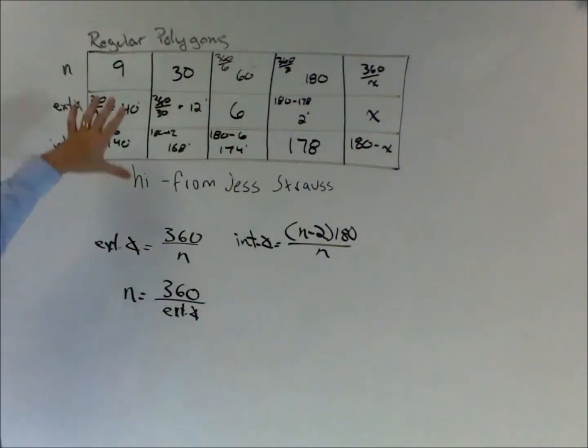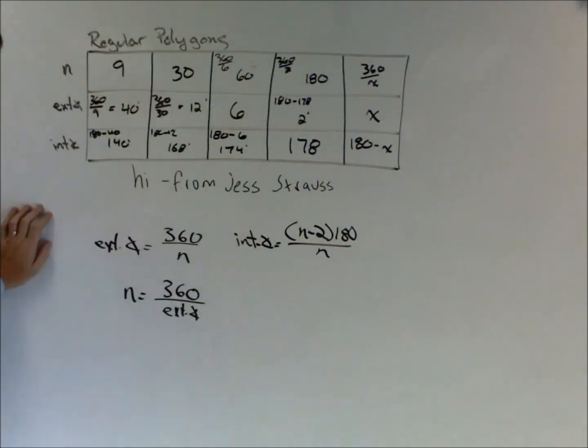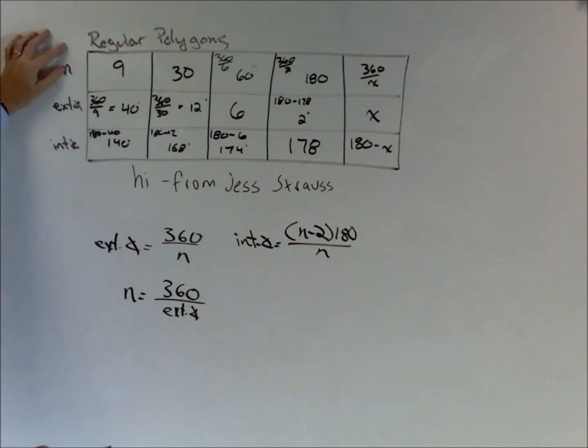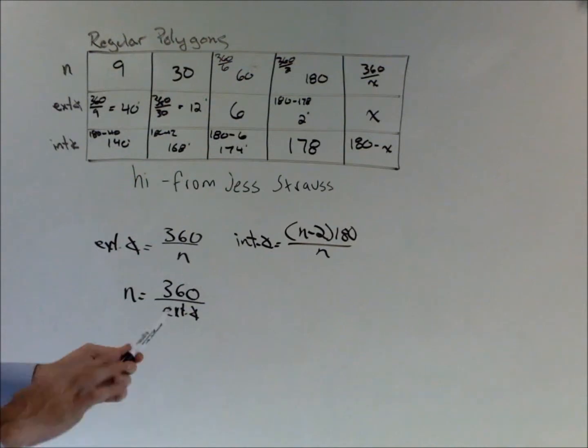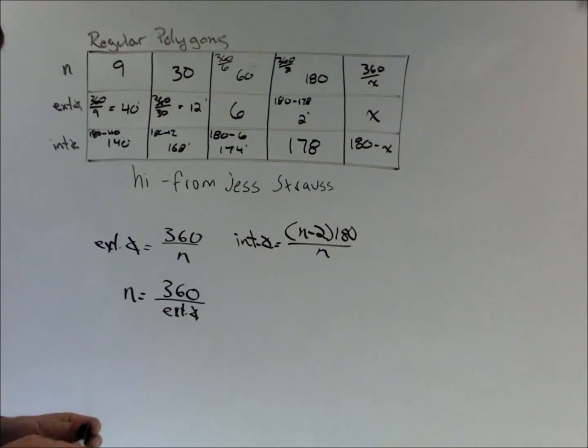So hopefully this clears up some of the stuff with regular polygons: if they give you the number of sides, how to find the exterior and interior angles. If they give you the exterior angle, how to find the other two. And if they give you the interior angle, how to find the other two. I'll do one more video, maybe with one of the word problems from last night's homework, and hopefully this will get you pointed in the right direction.